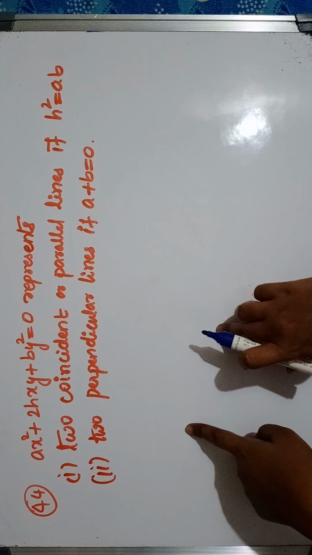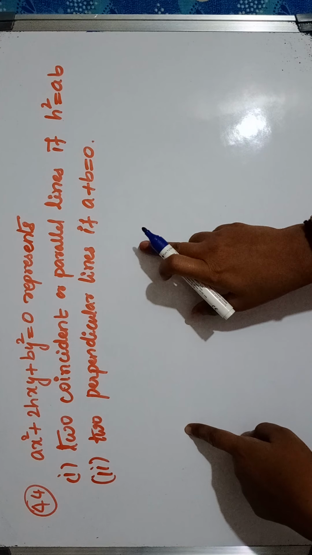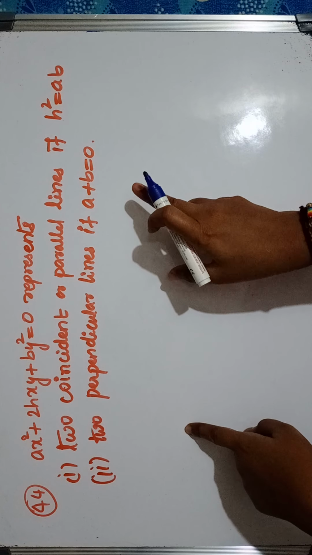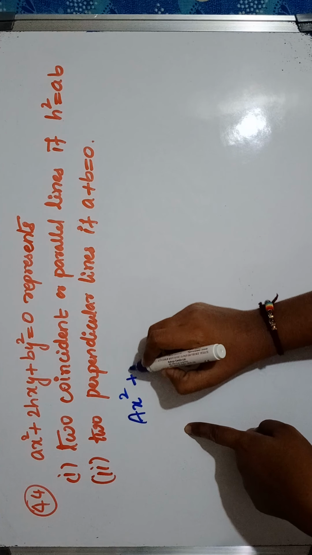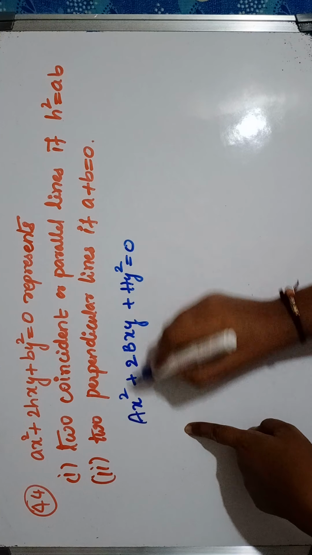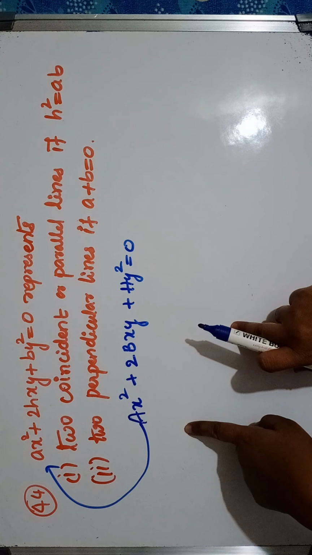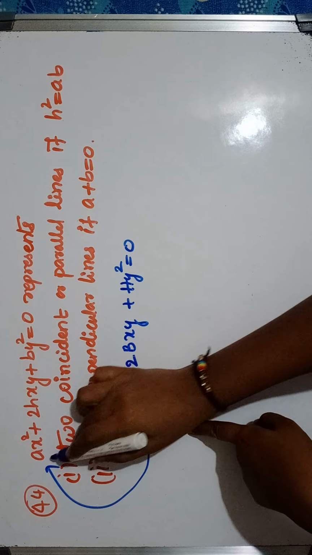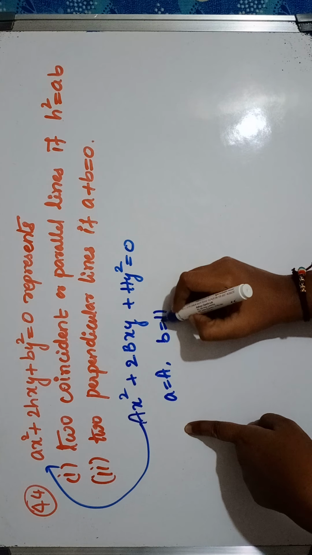Go through the important note here. ax square plus 2hxy plus by square equal to 0 represents two coincident or parallel lines if h square is equal to ab, and it represents two perpendicular lines if a plus b is equal to 0. If you observe the given equation ax square plus 2bxy plus hy square equal to 0, this is in the form of ax square plus 2hxy plus by square equal to 0, right? So in the place of a, we have capital A here, and in the place of b, we have capital H here.